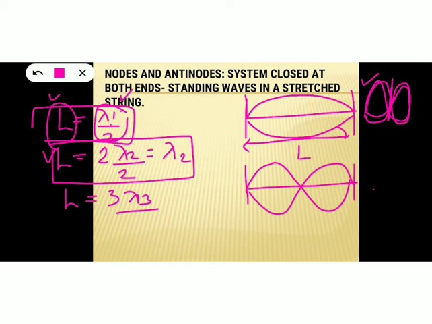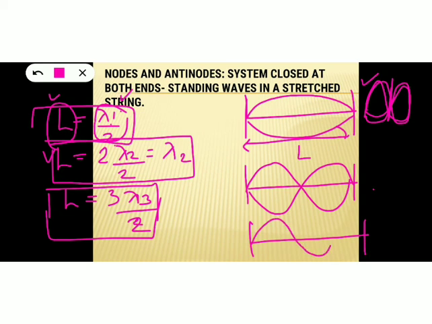Similarly, for the third harmonic, the relationship is 3 into lambda by 2, that is, 3 times lambda by 2. So 1.5 waves must be formed within the same length L of the string. The third harmonic will appear like this. Up to this point is one complete wave, and this segment represents one half wave. So it will be 3 lambda by 2: lambda by 2, lambda by 2, lambda by 2. So 1.5 waves are formed on the length L of the string.